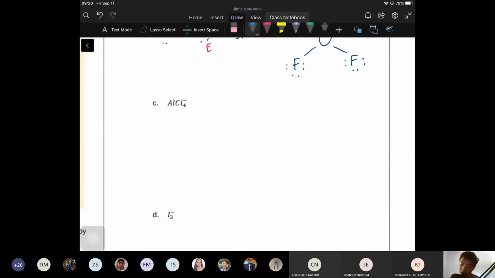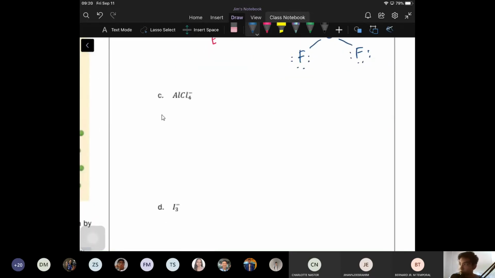ALCL4. Okay. By the way, hindi ako magbibigay ng ganitong example, yung may charges, na violation ng octet rule. Pero pabakita ko kung paano yung idea. ALCL4. Again, aluminum will be our central because chlorine is more electronegative than aluminum. So, si aluminum, this is metallic. Metallic property yan. So, hindi tayo magna-NASO rule. So, walang NASO rule na gagawin. So, anong gagawin? Dots lang.